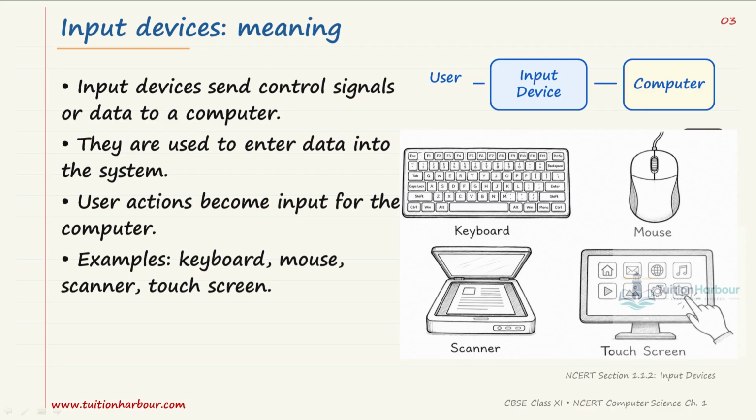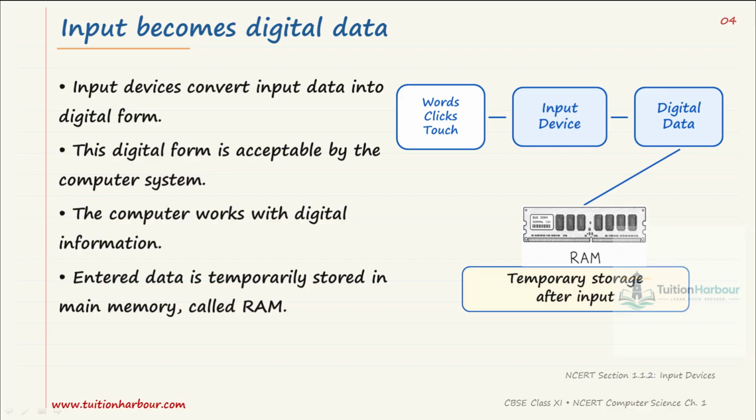An input device sends data or control signals to a computer. It allows a user to enter information or give commands. Examples include keyboard, mouse, scanner, and touchscreen. A computer works with digital data. An input device converts words, clicks, images, touch, or other input into digital form. The entered data is temporarily stored in main memory called RAM so the computer can process it.